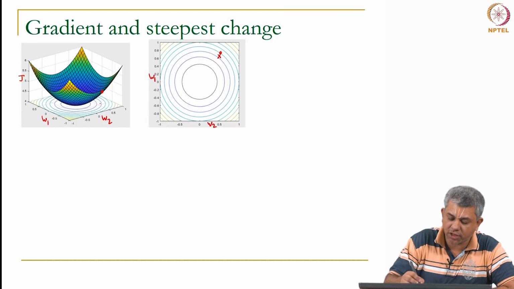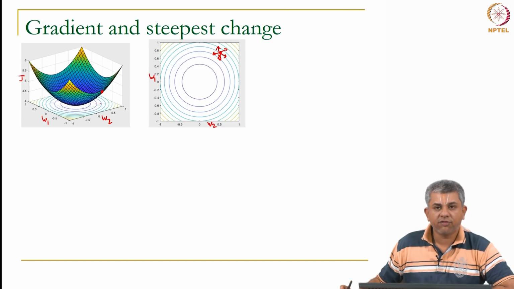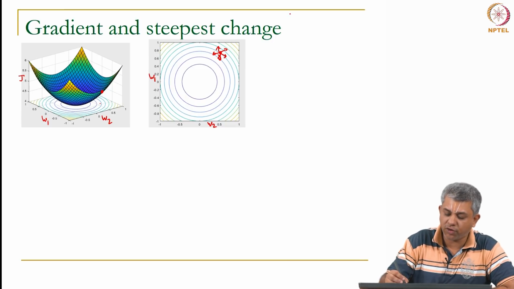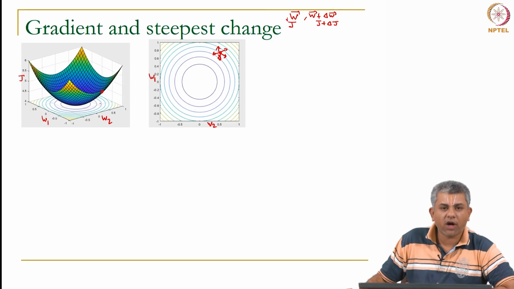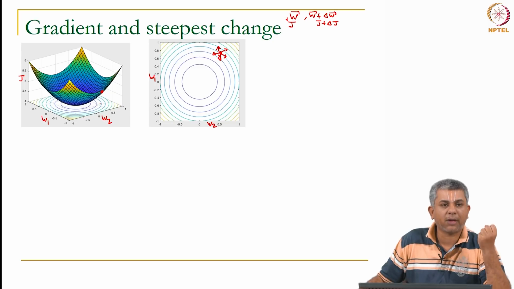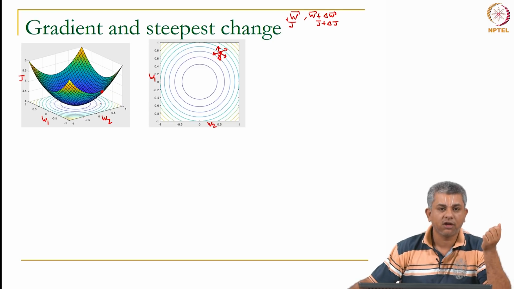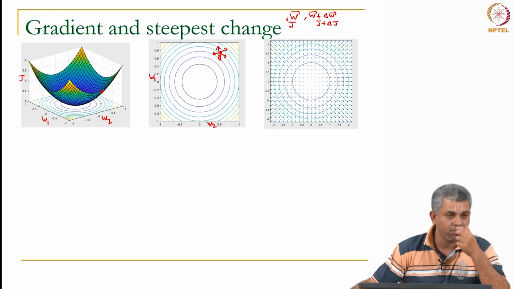Now, you have several choices from here. You can move in any direction. So, if you are at some w and you move to w plus delta w vector, instead of having j, you will go to some j plus delta j. So, the question is which direction gives you the maximum leverage, in which direction will the rate of change of j be the maximum.